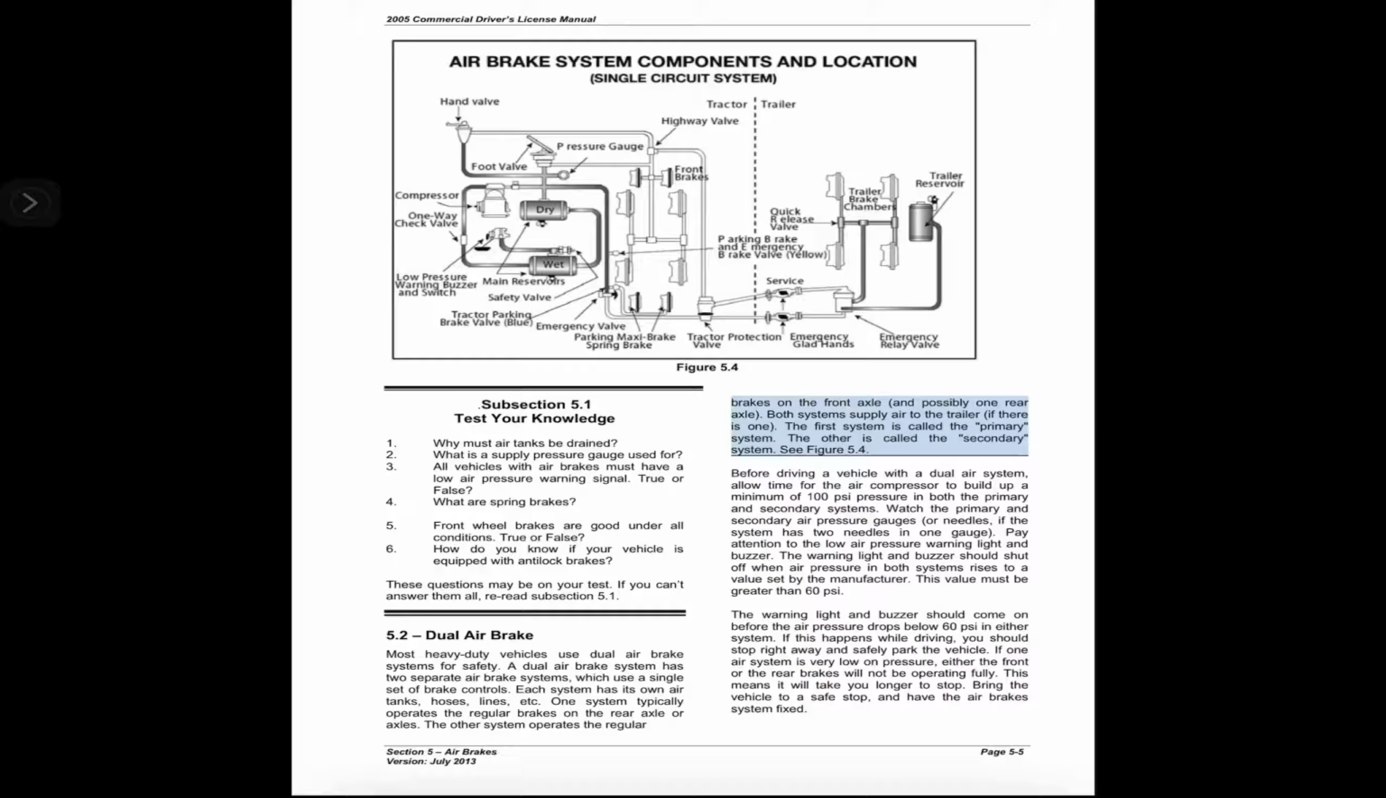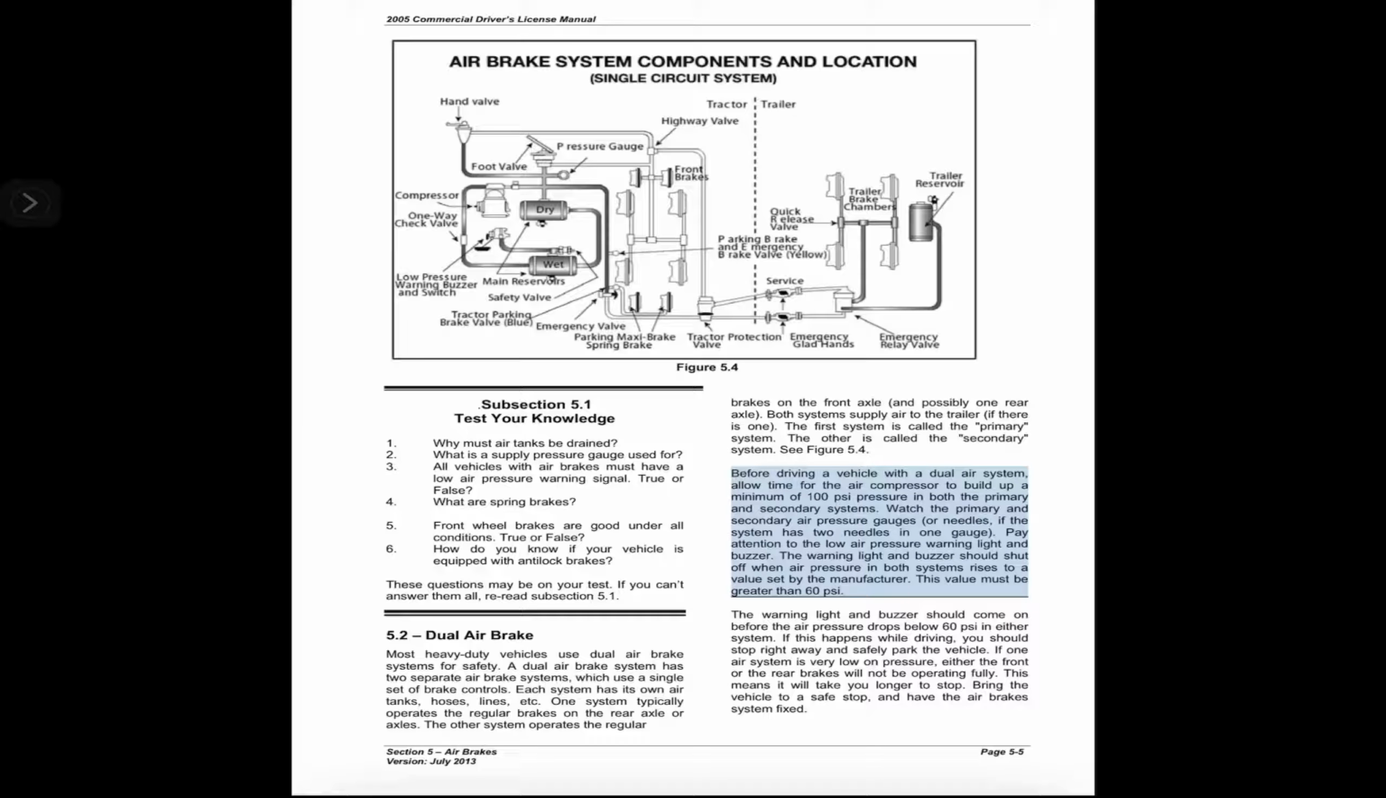The first system is called the primary system. The other is called the secondary system. See Figure 5.4. Before driving a vehicle with a dual air system, allow time for the air compressor to build up the minimum of 100 psi pressure in both the primary and secondary systems. Watch the primary and secondary air pressure needles. If the system has two needles in one gauge, pay attention to the low air pressure warning light and buzzer.